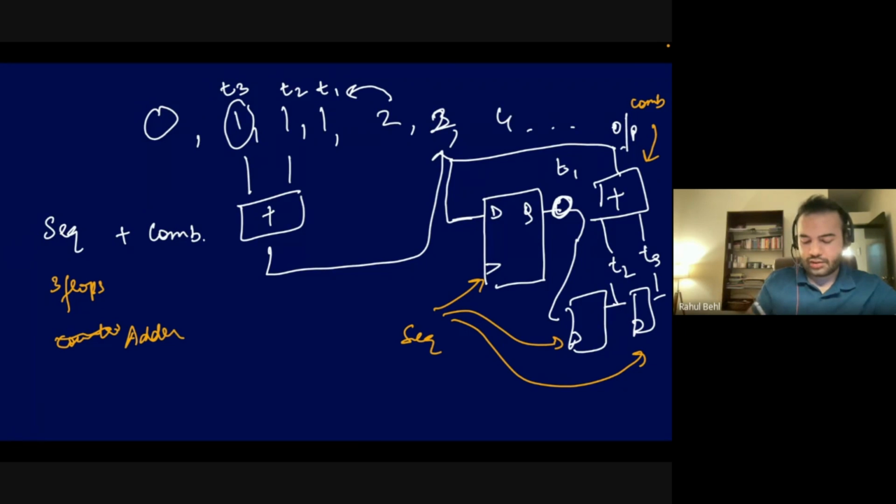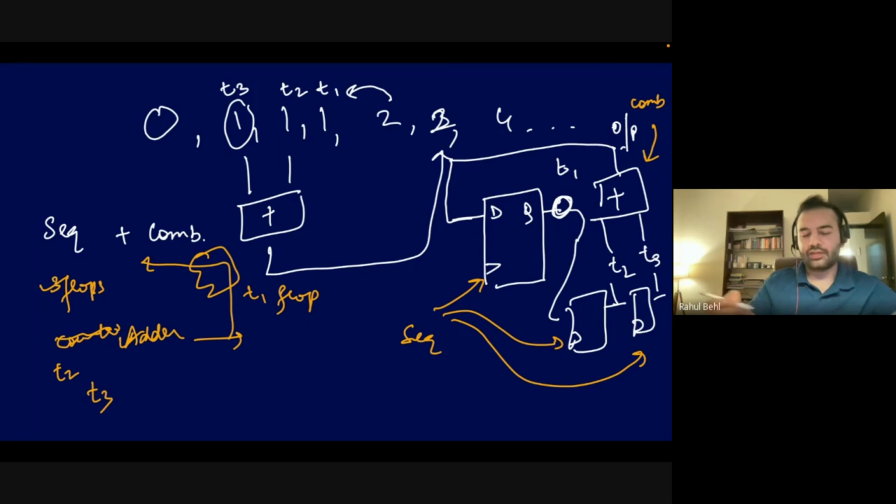The adder, what are the two inputs which it takes? It takes input from the T2 flop and from the T3 flop and then produces the output. What happens with the output? It goes back as an input to the T1 flop. So what you are basically doing here is you have the RTL for three flops, you have the RTL for the adder, and then you have the RTL for just connecting the different signals together.